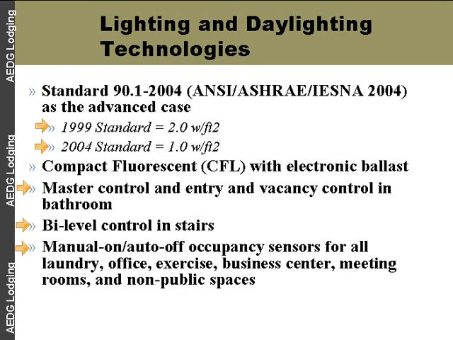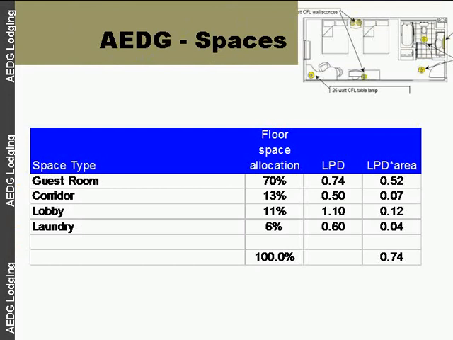Again, manual on, auto off occupancy sensors in all laundries, office, exercise buildings, business center, meeting rooms, and non-public spaces. To get those lights on, you have to physically turn them on, but they automatically shut off. This is just a breakdown of what we see. Again, 70% was guest rooms, 13% corridors, 11% main lobby, which actually did include a little bit of that office reception type area, and about 6% laundry. And that's not public laundry that we're talking about. That's laundry for all the towels and sheets that are typically done on site in the building.